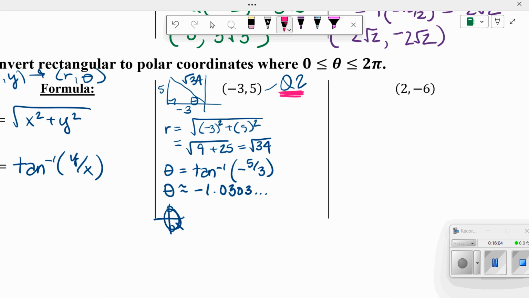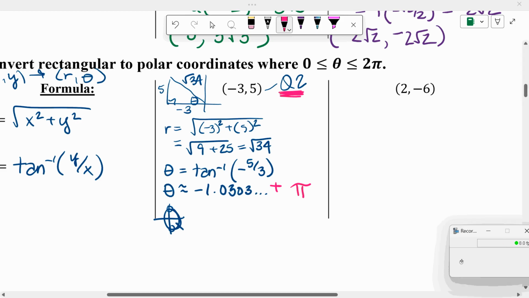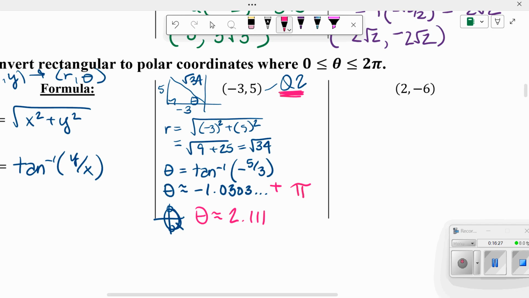I don't want to be in quad 4. I need to be in quad 2. So the way that we move it up to quad 2 is I have to add pi to my answer. So go back to your calculator, take the decimal answer that you have right there, and add pi to it. So theta should be approximately 2.111. And that puts me in the correct quad. That would put me up here in quad 2, which is where I need to be.